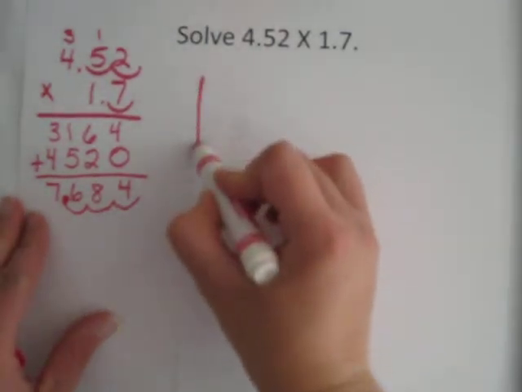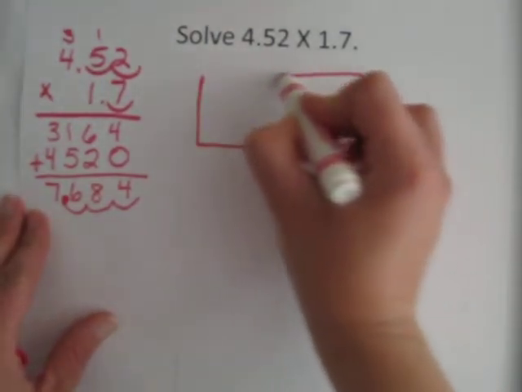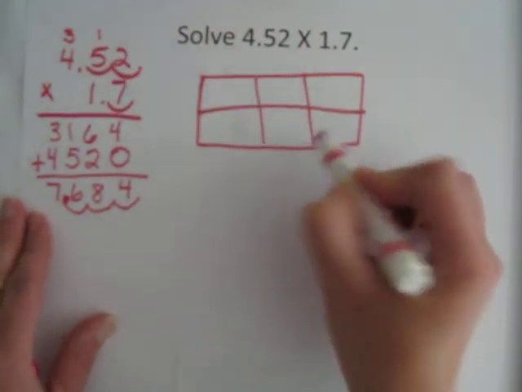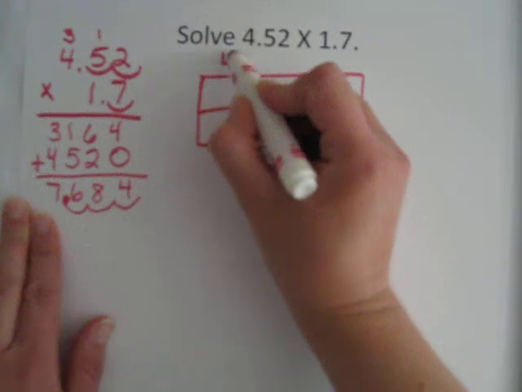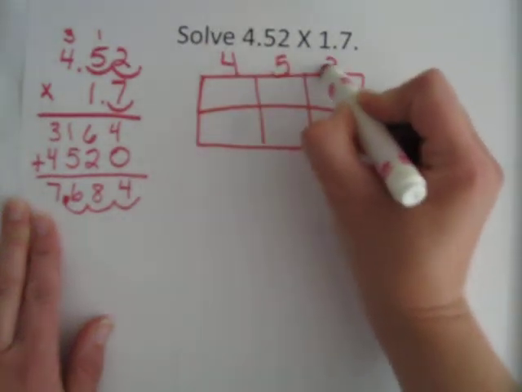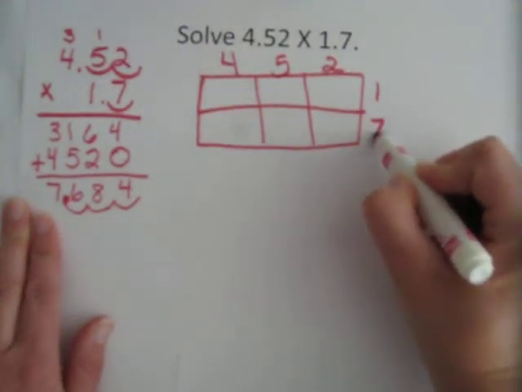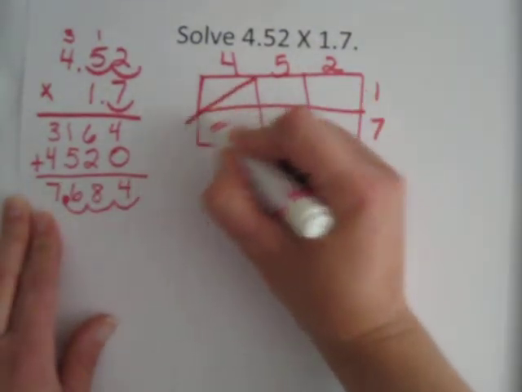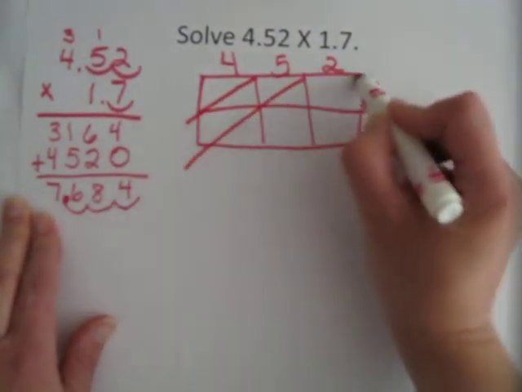Now, since we're solving multiplication, we always do multiplication 2 ways. So I'm going to do lattice. You can do box method too. And we just ignore the decimals. We're going to put them in later, just like we did with the traditional. Okay, so I'm going to set up my lattice here.